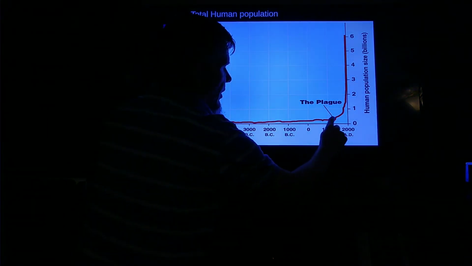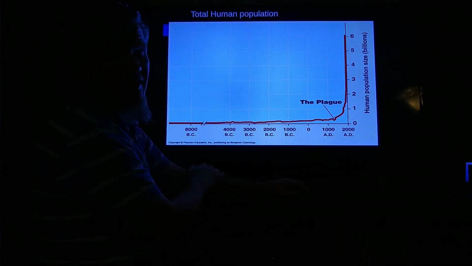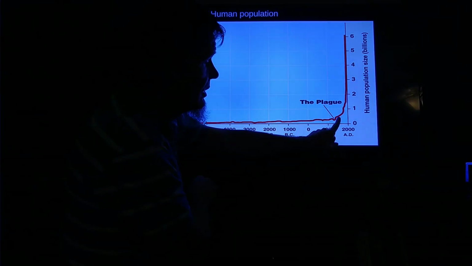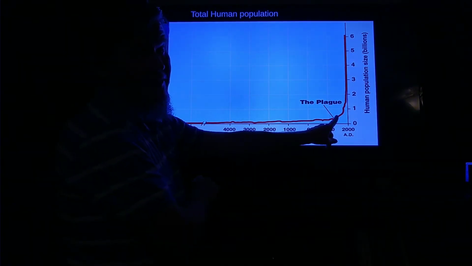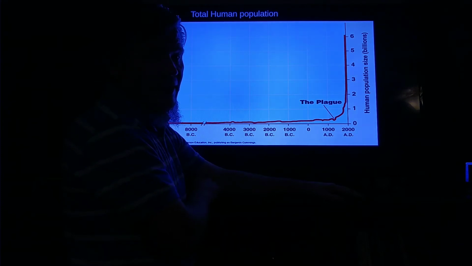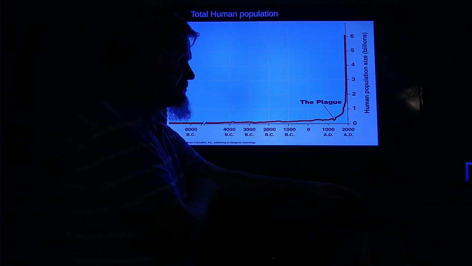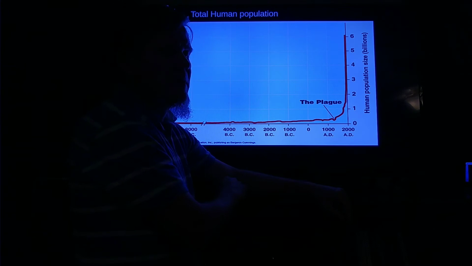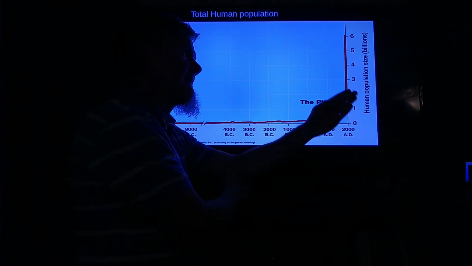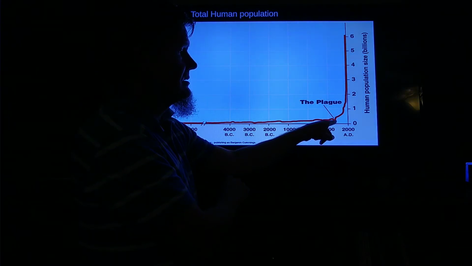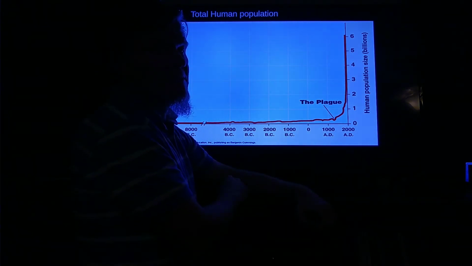We start to increase quite a lot around here once we figured out how to grow crops. Here is the Industrial Revolution. This is when we figured out how to use coal and other things to power the industrial machine. Once we did that, we were able to make lots of food. Once everybody had as much as they wanted, what happened? It starts to increase. Very interesting to note, bam, that major decrease is the Black Plague.